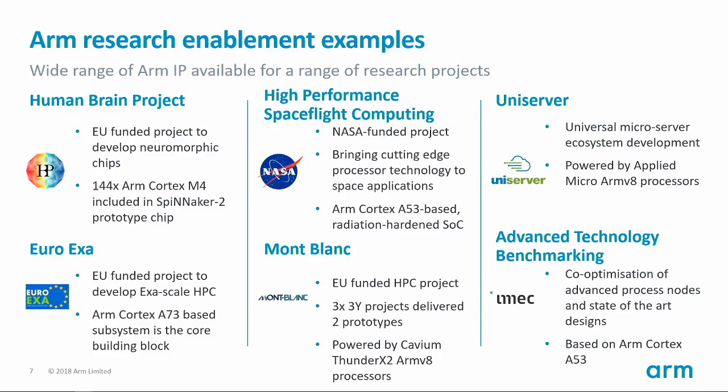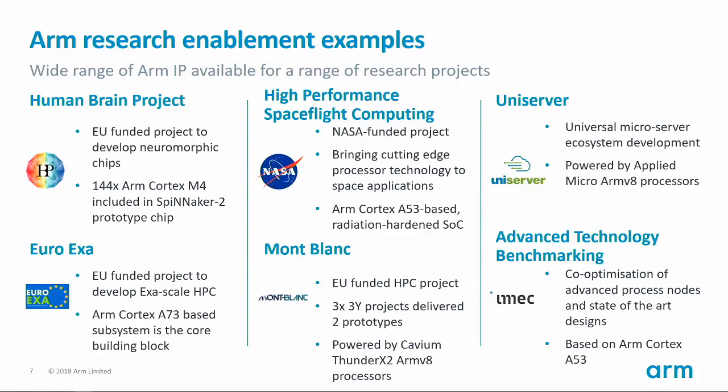And here are a few examples to support what I have just said. So we have participated in a big number of high-profile research projects, starting with the Human Brain Project, which is investigating neuromorphic chips. We have enabled them with Cortex-M4, and you can find 144 instances in the prototype chip. We have EuroExa, which is an EU-funded project for HPC, and at its heart sits Cortex-A73, one of the highest-end processors that we have available, and we have provided this for this project.